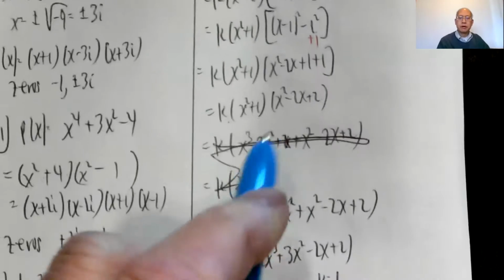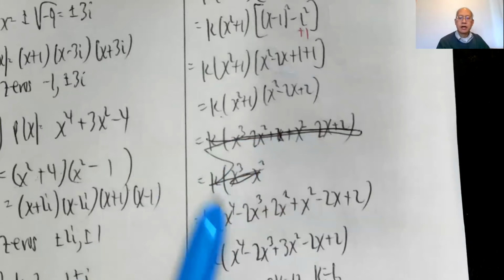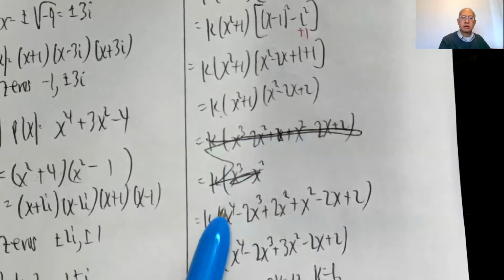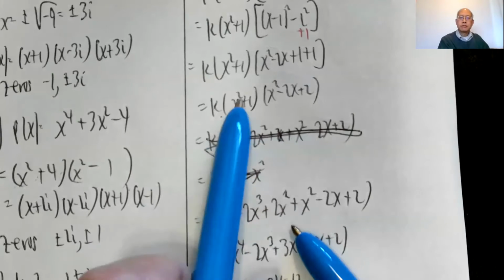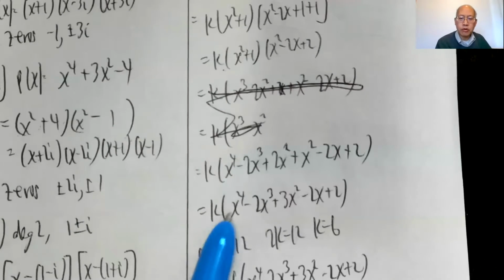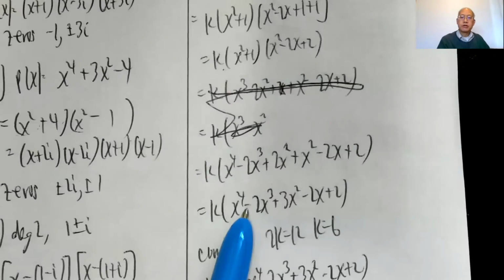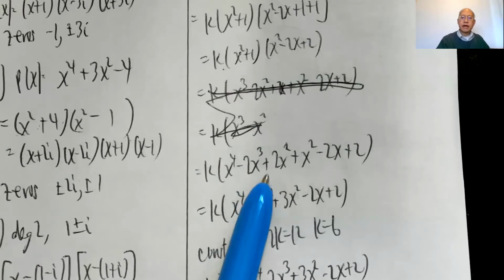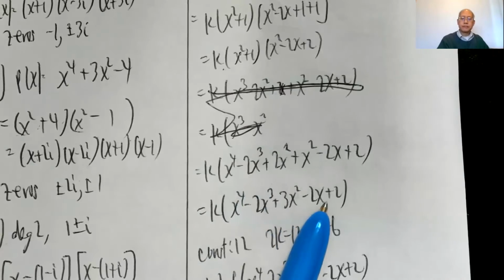Okay, I messed up here, but FOIL this out, multiply it out. x to the 4th minus 2x cubed plus 2x squared plus x squared minus 2x plus 2. So that's k times x to the 4th minus 2x cubed plus 3x squared minus 2x plus 2.